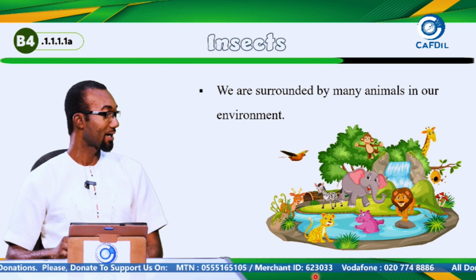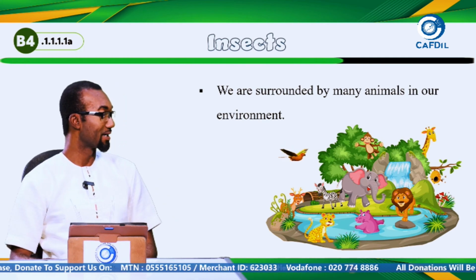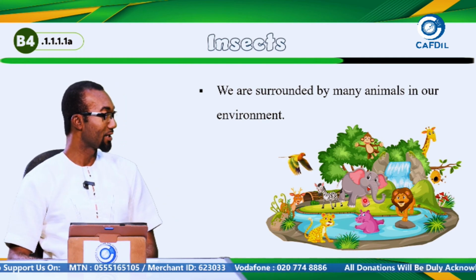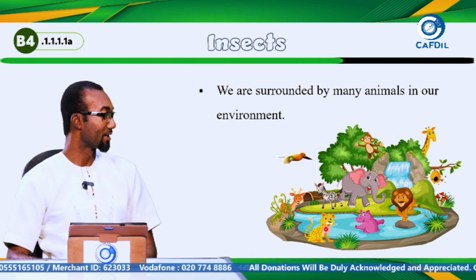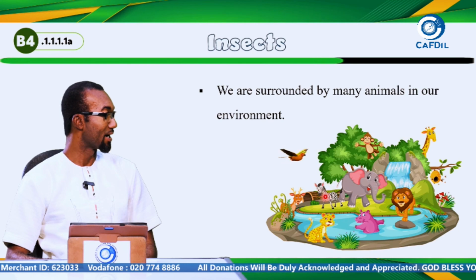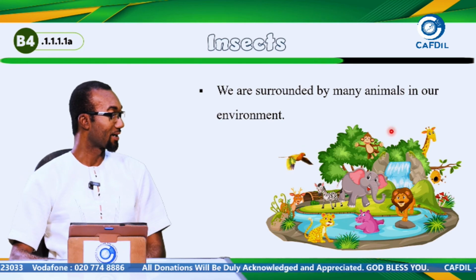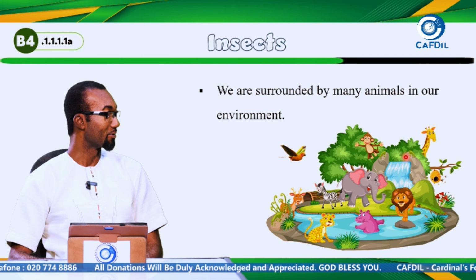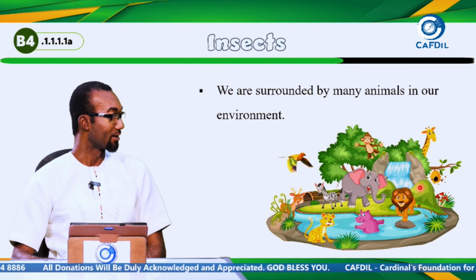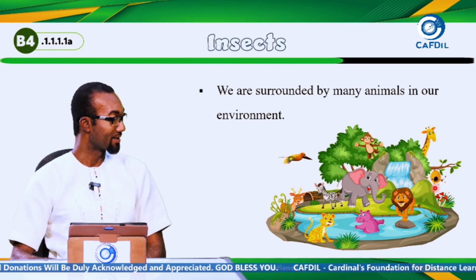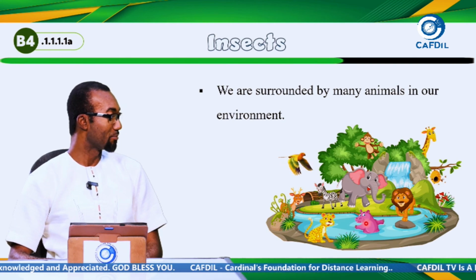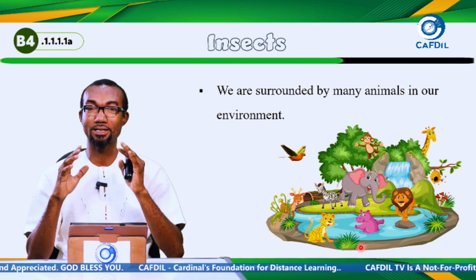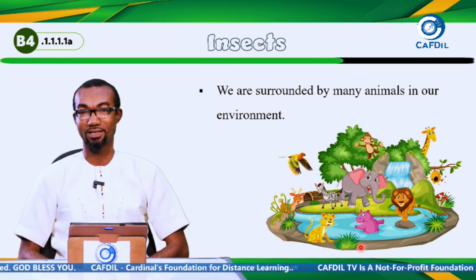Kids, we are surrounded by many animals in our environment. Let's look at this small image here as our environment. You can see a zebra here, a bird here, the monkey here, a giraffe here. You can also see some bees here, I can see some beehive here, a lion here, and the hippo in the water. We are surrounded by many animals in our environment.